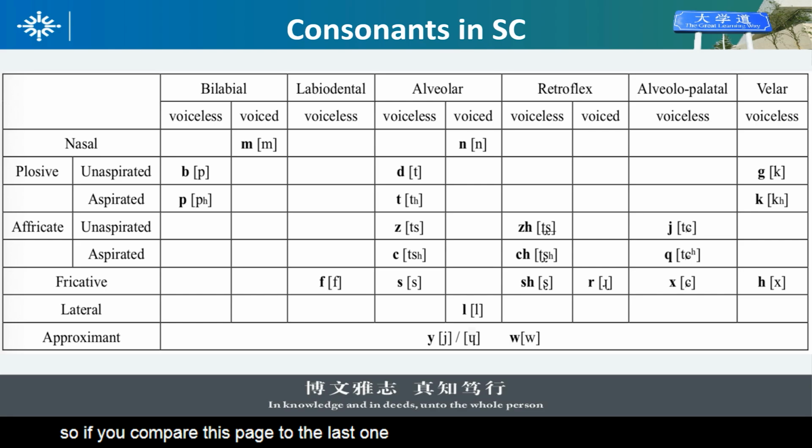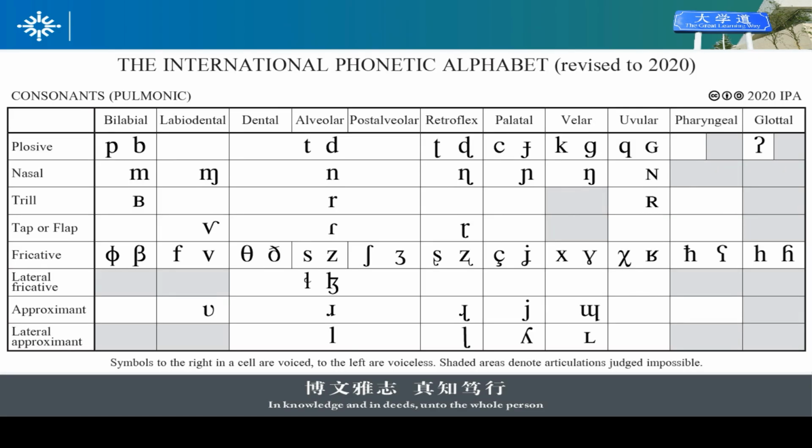If you compare this page to the last one, you will know that on this IPA page of consonants, we mentioned all the symbols because they are the consonants for all languages of human beings, but only a part of them can be used in Chinese. Similarly, only a part of them can be used in any other language. All the languages put together form this whole chart, but any language only uses some of them. So I hope you can identify which is which.